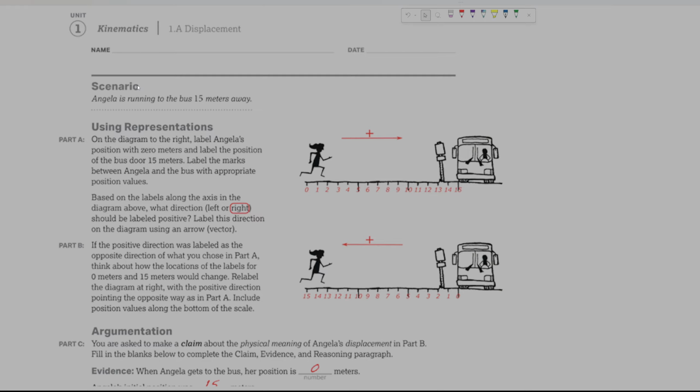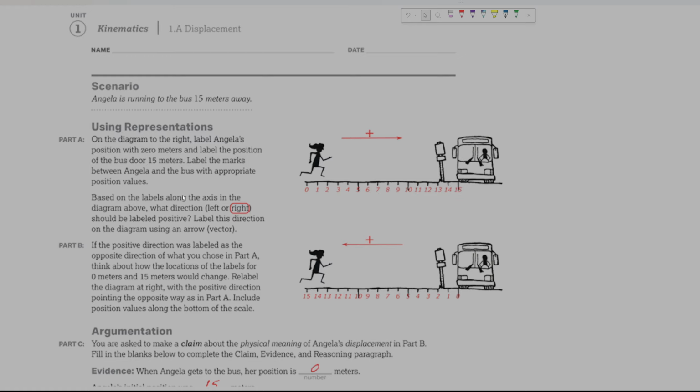In part A, the diagram to the right, it wants you to label Angela's position with 0 meters and label the position of the bus door 15 meters. Label the marks between Angela and the bus with appropriate position values. So all you had to do was start with Angela at 0, and every little hash mark is 1 meter until eventually you get to the bus door, which is going to be 15.